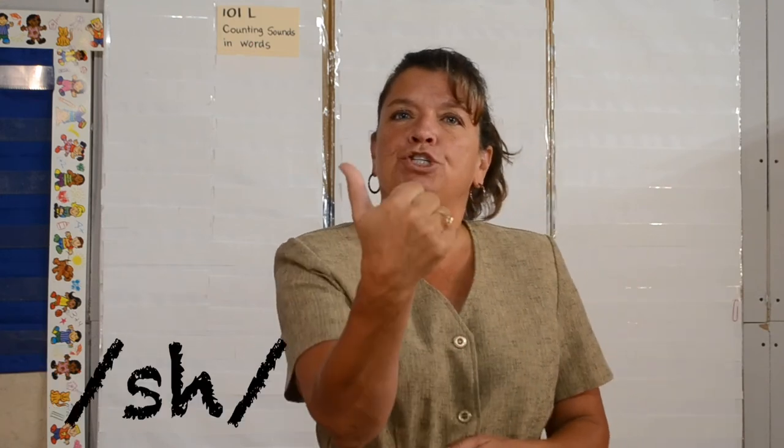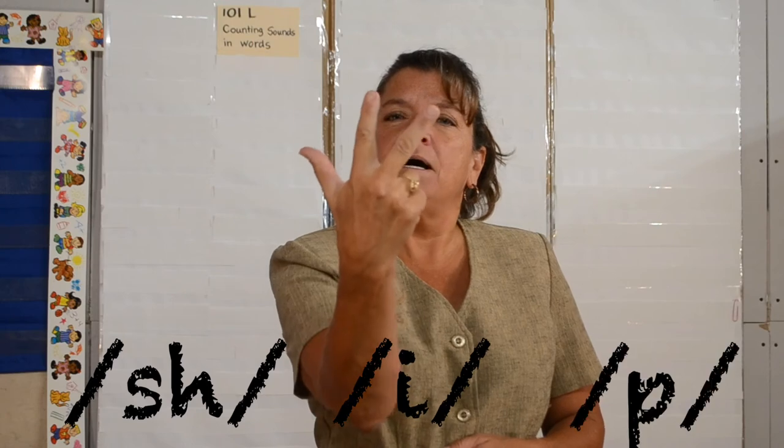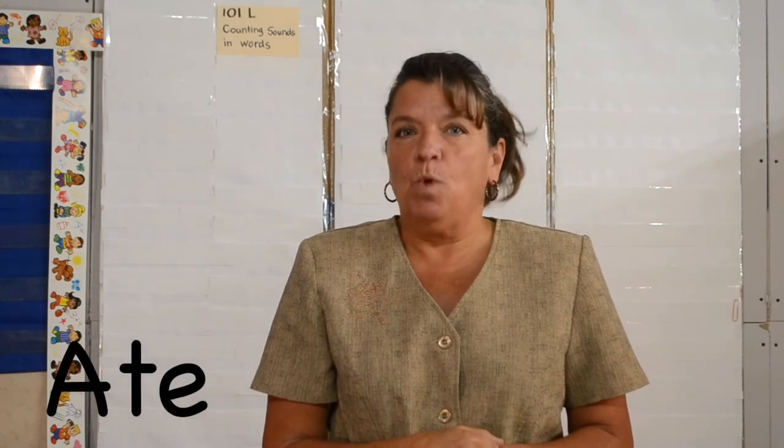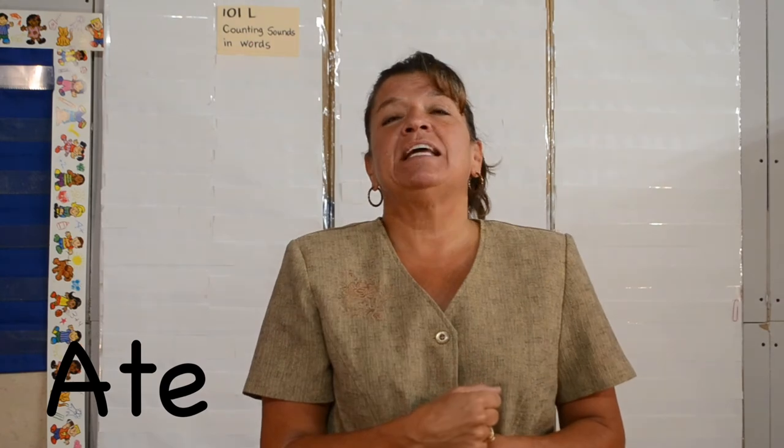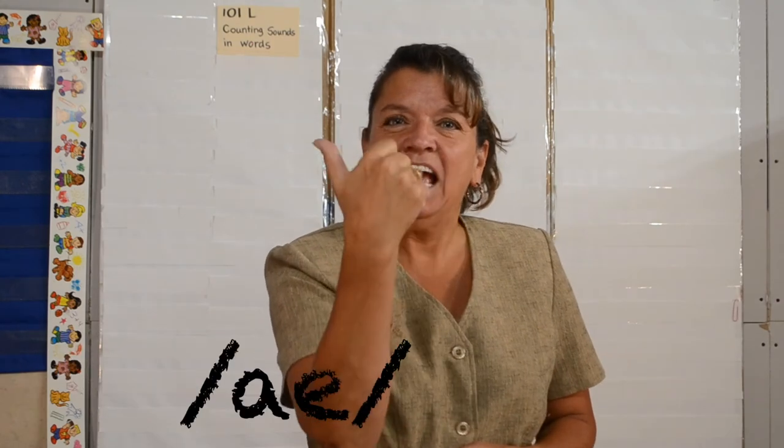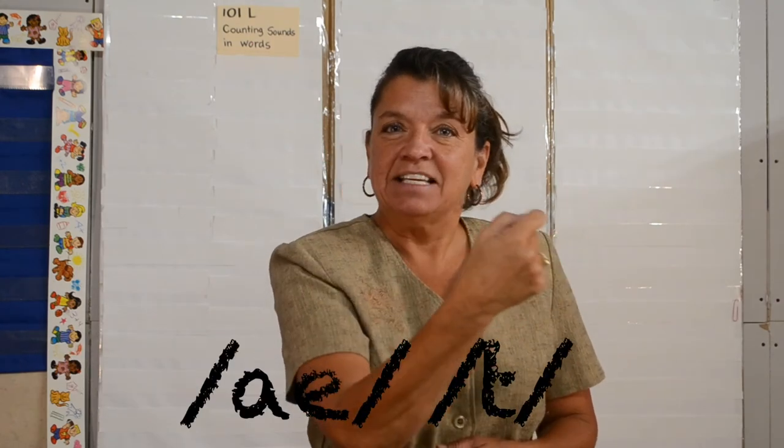Let's try some more. The word is ship. What is the word? Ship. We hear these sounds in ship. Sh, I, p, ship. Ship has three sounds. The word is eight. What is the word? Eight. We hear these sounds in eight. A-t, eight. We hear two sounds in the word eight.